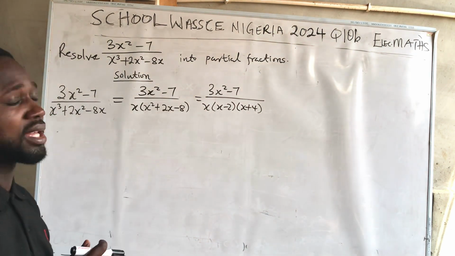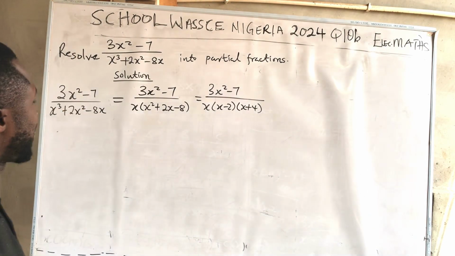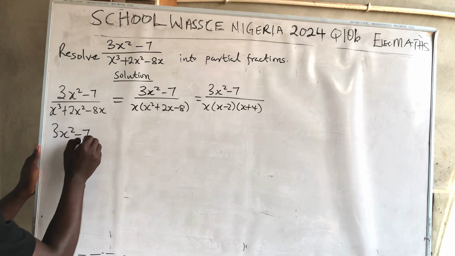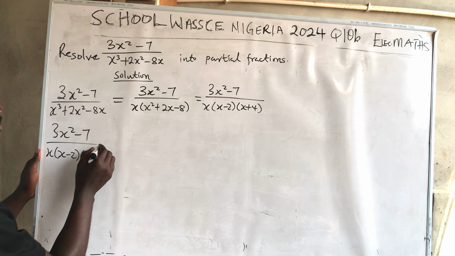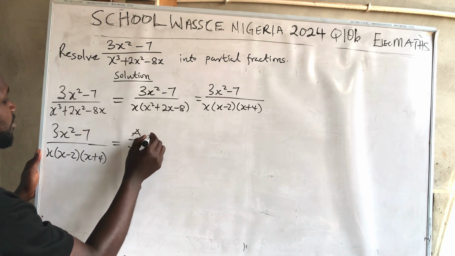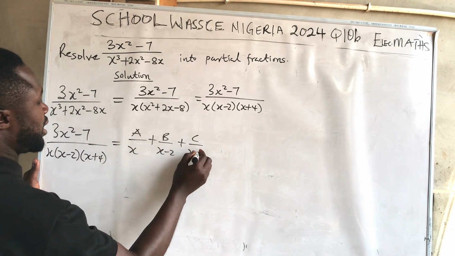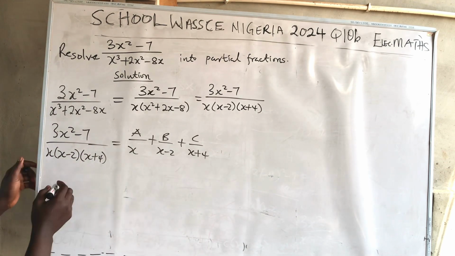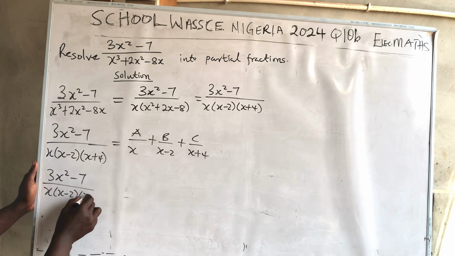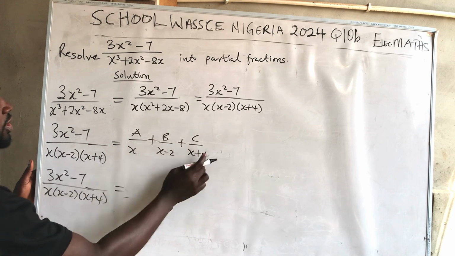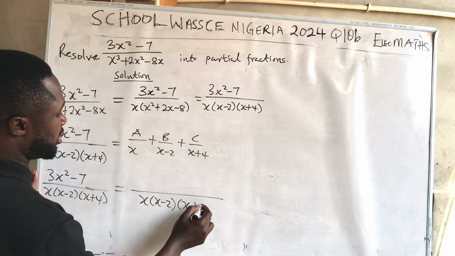So we are going to go by type 1 of resolving a rational function into partial fractions, and then we solve. So quickly, we have 3s squared minus 7 divided by s, then s minus 2, and then s plus 4, to be equal to A over s plus B over s minus 2 plus C over s plus 4. Okay, so this is what we have. And then you can still have 3s squared minus 7 over s, s minus 2, and s plus 4 equal to, then let's find the LCM of this. The LCM over s, s minus 2, and then s plus 4.